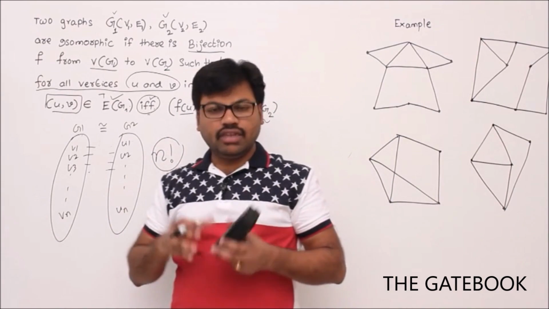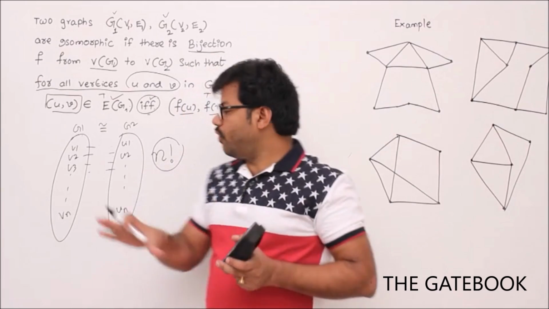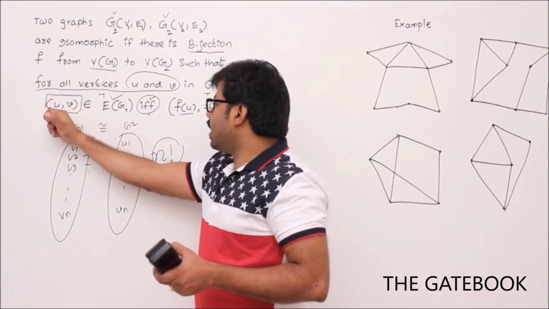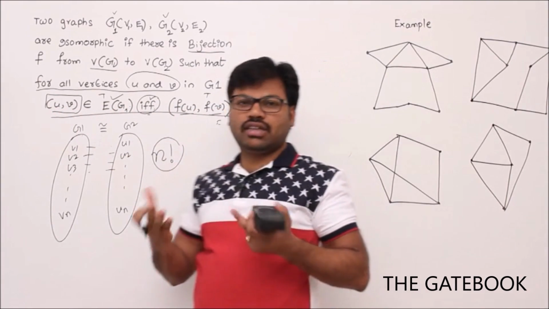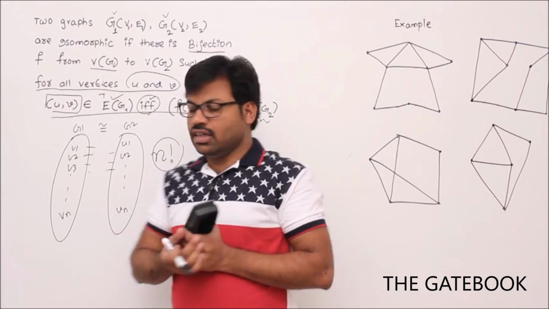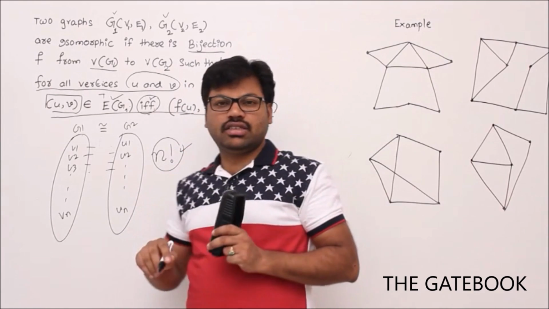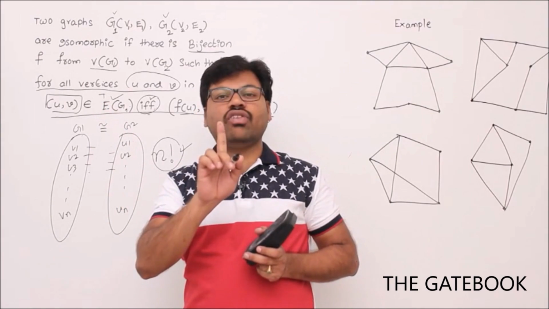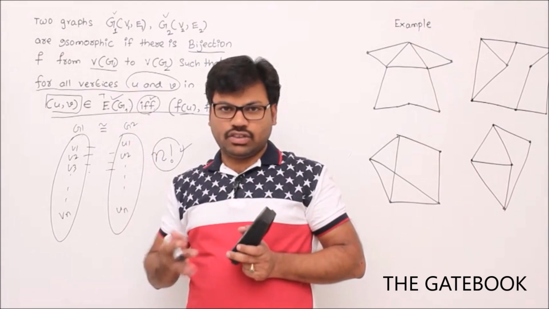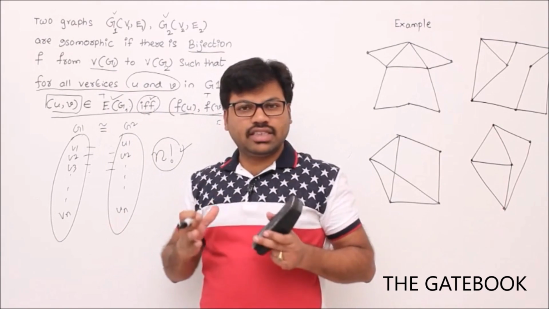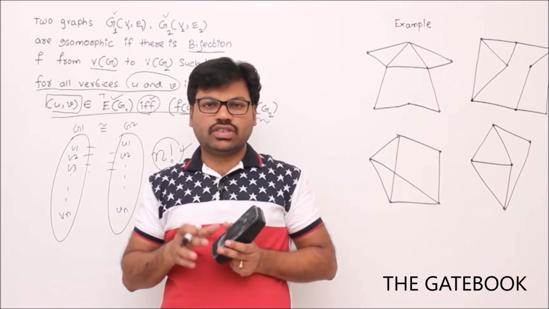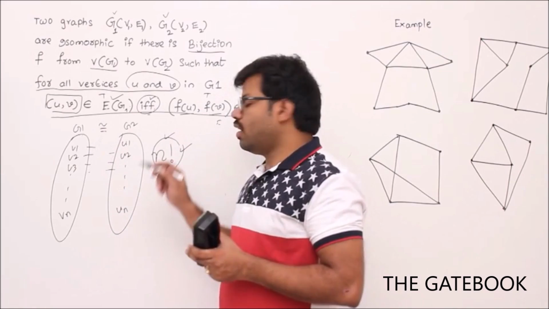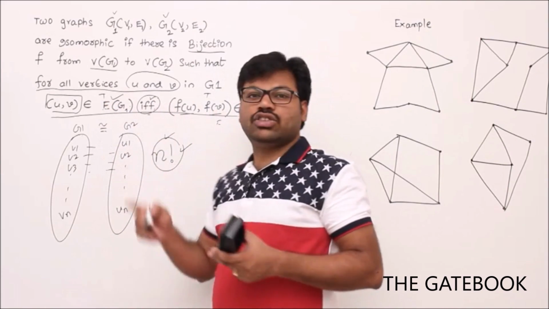In the worst case, what you should do is take every possible bijection and check whether that bijection is satisfying this condition. What is that condition? Preserving the adjacency. Since there are n factorial bijections, any bijection might satisfy this condition. Don't check only one bijection and then say two graphs are isomorphic or not isomorphic. To really check, in the worst case, every bijection function you have to calculate, and for every bijection adjacency should be checked.